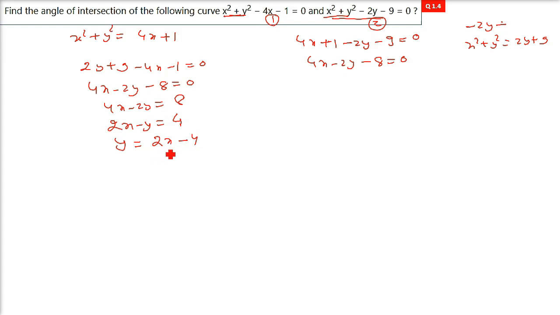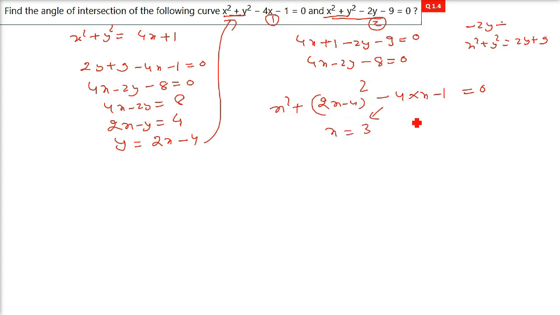Now y equals 2x minus 4. This you can put in any of the equations. So I am putting y equals 2x minus 4 in the first equation: x square plus (2x minus 4) whole square minus 4x minus 1 equals 0. I am not going to solve this. This is a very simple quadratic equation that you have solved multiple times. So you'll get roots, which are x equals 3 and x equals 1.